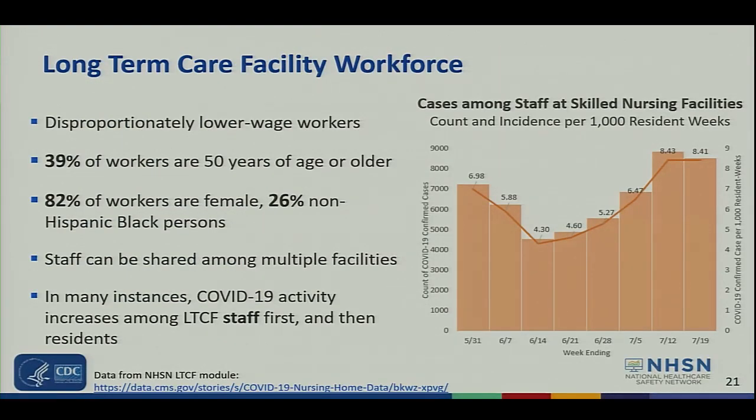This data was presented previously regarding the workforce at long-term care facilities. On the right is the graph of cases among staff at skilled nursing facilities through mid-July. Long-term care facilities are disproportionately lower wage workers. Nearly 40% are 50 years of age and older, nearly 80% are female, and a quarter are non-Hispanic Black persons. Staff can be shared among multiple facilities, and in many instances, COVID-19 activity increases among long-term care facility staff first, and then the residents. Next slide.